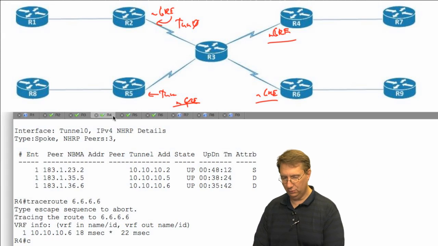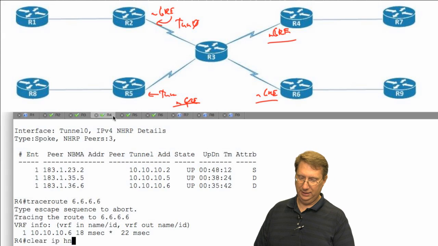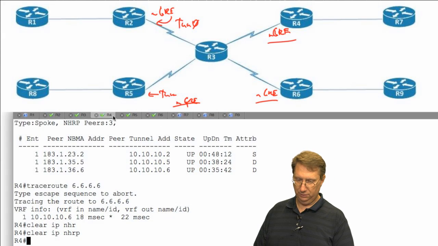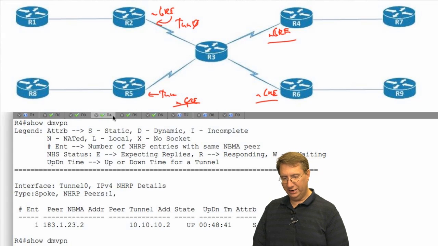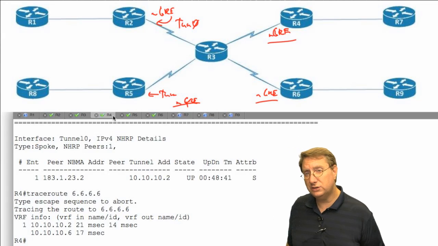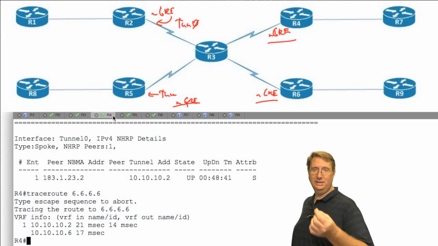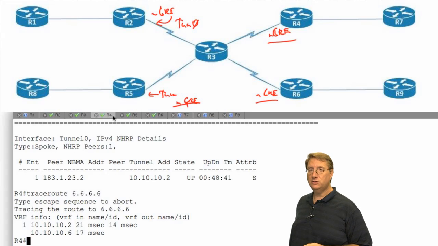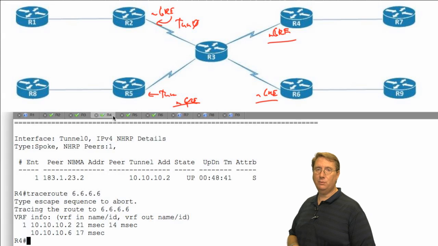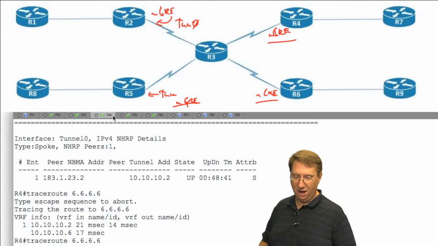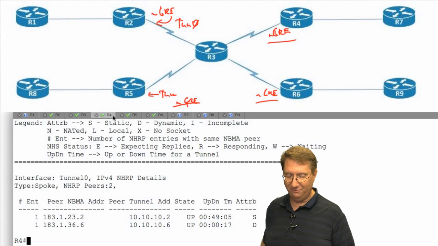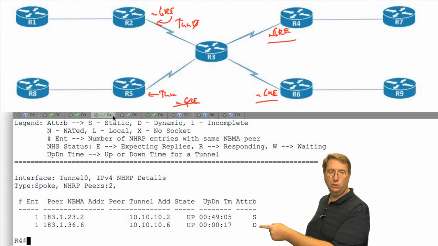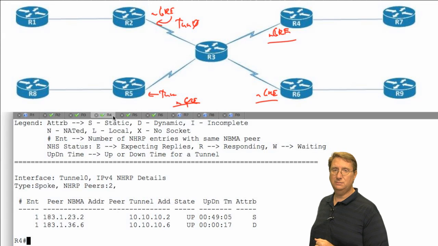So again, if I clear my table, clear IP NHRP, hit enter, show DMVPN, the only thing I have is my static mapping. So if I do my trace route now to say something like 6.6.6.6, notice it's going to traverse the hub. That's that control plane mechanism that allows me to register with the NHRP server. So the moment that I start originating traffic, that's something that I'm going to want to shoot through. Now the other part here is, if I repeat that test, notice it takes the hub out of the loop. Why? Because now I have the entry here that's static, and the one that's important to us is the dynamic entry that's allowing the system to operate.